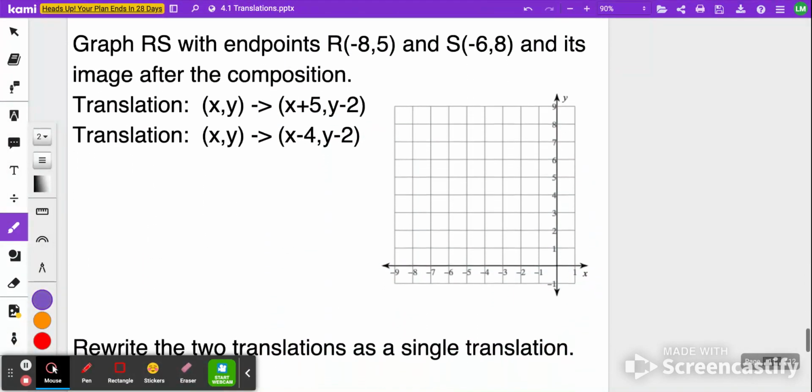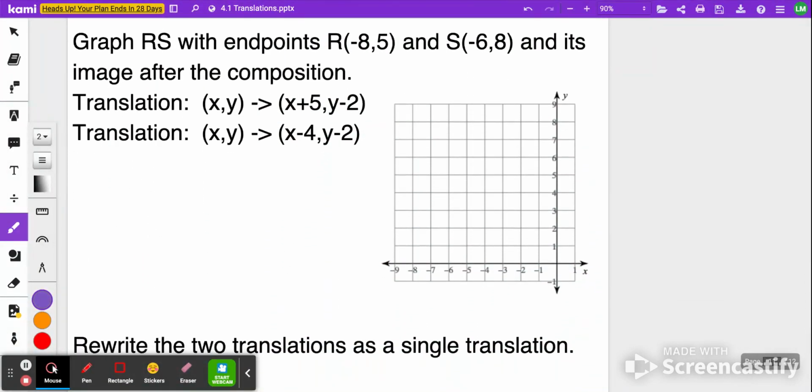Let's keep going. Graph RS with endpoints R at (-8, 5) and S at (-6, 8), and its image after the composition. So we're going to have two different translations. When we do our first translation, we're going to name that R prime, S prime. Then when we do our next one, it'll be R double prime, S double prime, to show you that it's a double copy. So R is at (-8, 5) and S is at (-6, 8). We're going to go ahead and connect those dots.